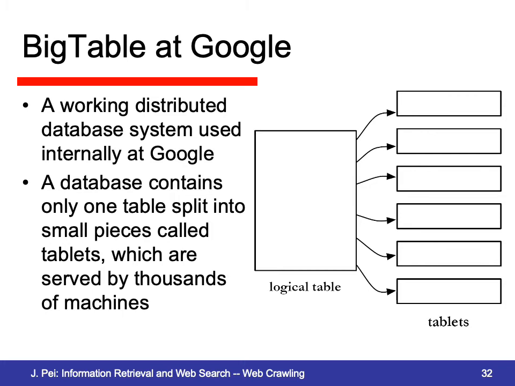At Google, it uses one data structure called Big Table to organize data related to web documents. Essentially, Big Table is a distributed database system used internally. It is a database that contains only one table virtually, but the table is split into many small pieces called tablets, which are served by thousands of machines.